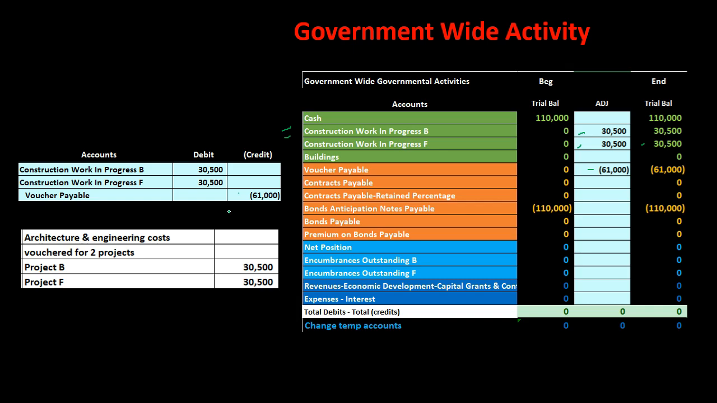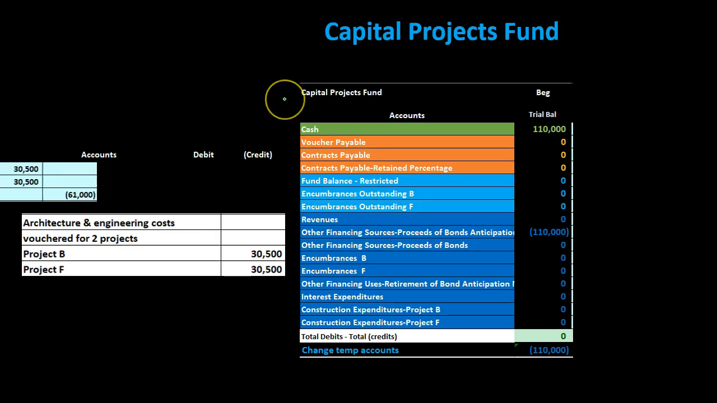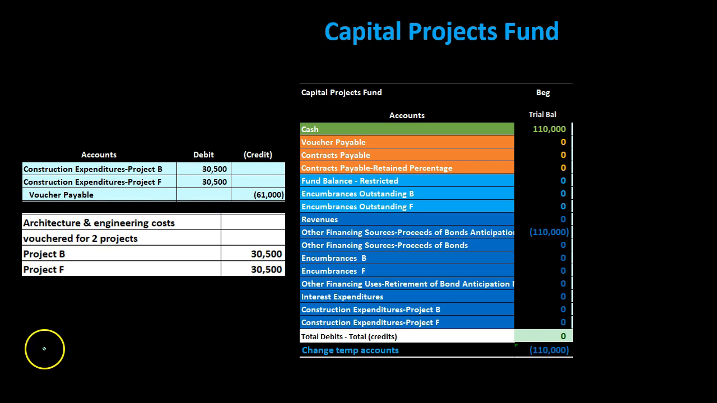This is going to go into the capital project fund because we're clearly working on capital projects. Capital project fund, however, on a modified accrual basis. Therefore, we're not going to be recording the construction work in process in the same way as an asset, because that's a long-term asset. If we then move to the capital project fund, then we have the construction expenditures for B, construction expenditures for F, and then we have the same voucher payable. It's going to be a payable because it's short term. It's a payable type of activity, not a long-term financing type of activity.